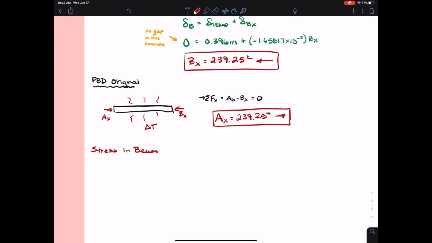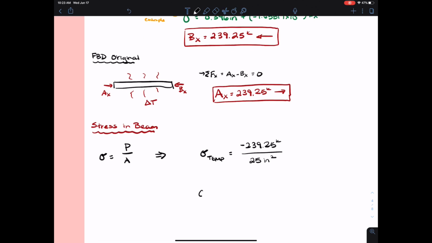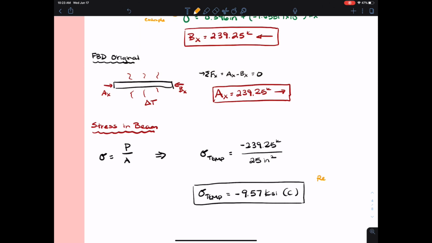Finally, we're interested in the stresses in the beam due to this temperature change. Stress, we remember, is the axial force divided by the area. In this case, our axial force is compression, negative 239.25 kips, and the cross-sectional area is 25 inches squared. Doing the mathematics, we solved that the stress due to the temperature change was negative 9.57 KSI, or kips per square inch, and that is in compression.